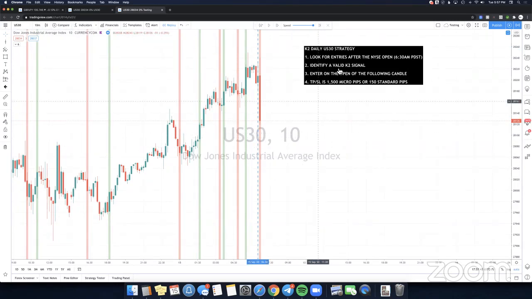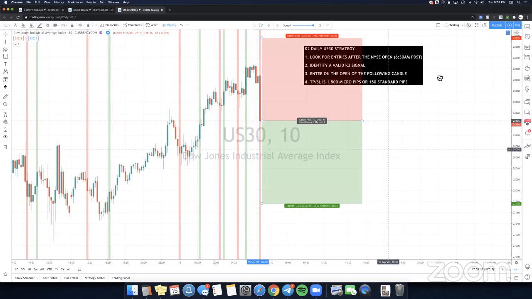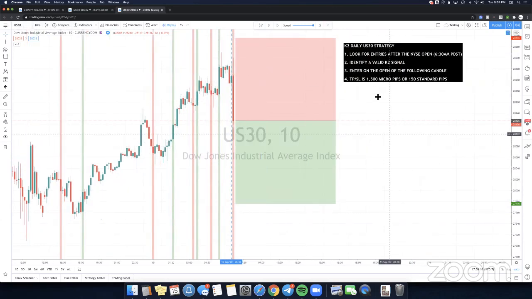So next, you're going to identify a valid K2 signal. This is a valid signal because it's a red signal with a red bearish candle. So once you have those two lined up, you enter on the open of the falling candle. You set your stop loss and TP at 1,500 micro pips, which is right there. And then that's about it. It's a 1-2 step process.